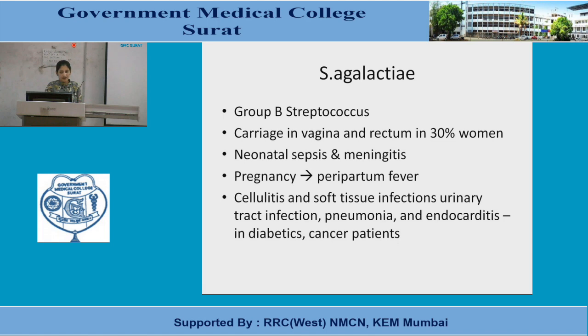When a patient is in labor and the baby passes through the infected canal, the baby may acquire neonatal meningitis due to Streptococcus agalactiae. It also causes cellulitis, soft tissue infection, urinary tract infection, pneumonia, and endocarditis, and is found in diabetic and cancer patients.